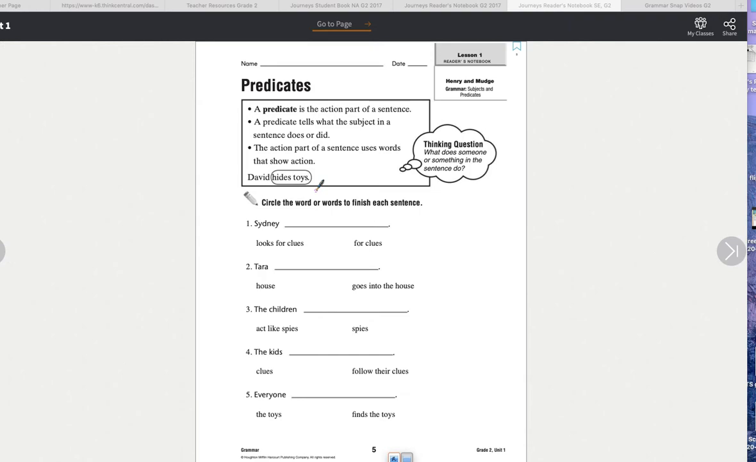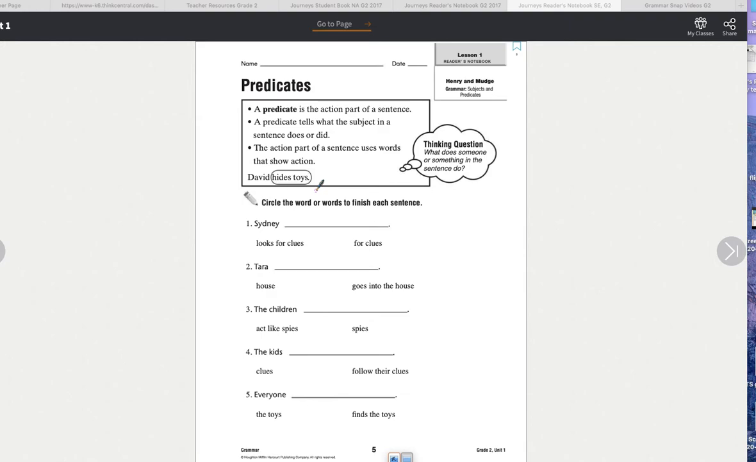Right, very good. Okay, so down here for number 1, what they're asking us to do is circle the words that we think can finish the sentence. Actually, no, we're not going to write them in the blank. We're just going to circle them. So, the first sentence, the subject is Sydney. And now here are our choices. Sydney looks for clues, or Sydney for clues.